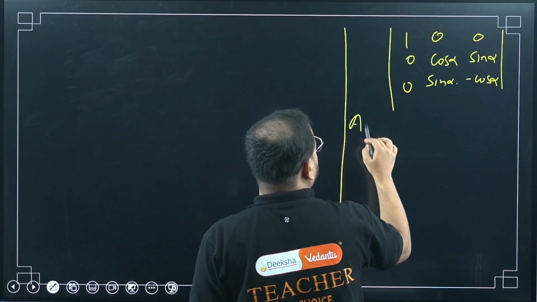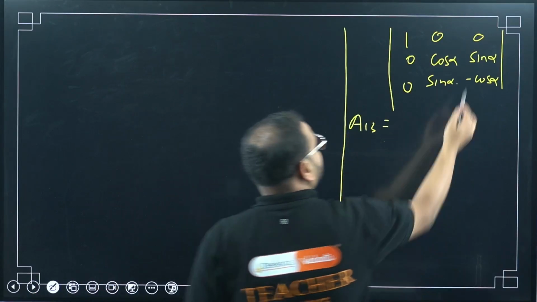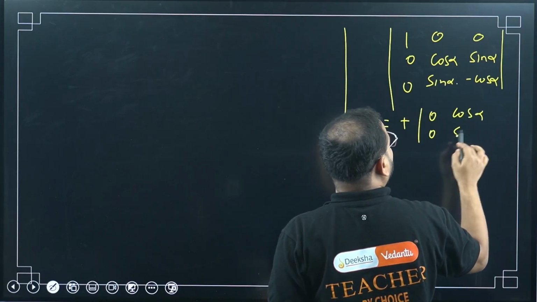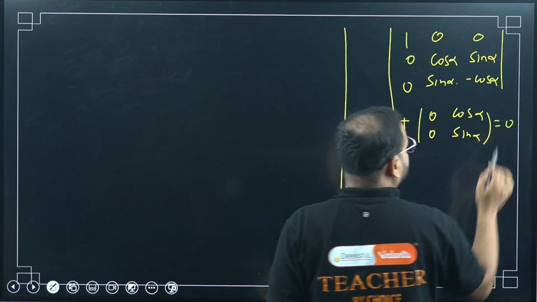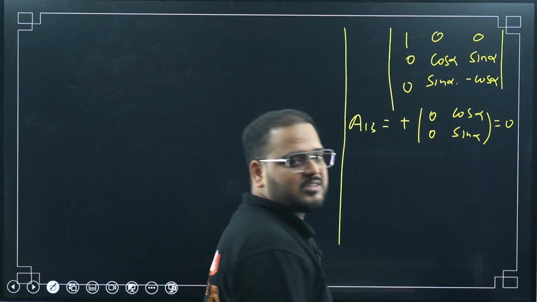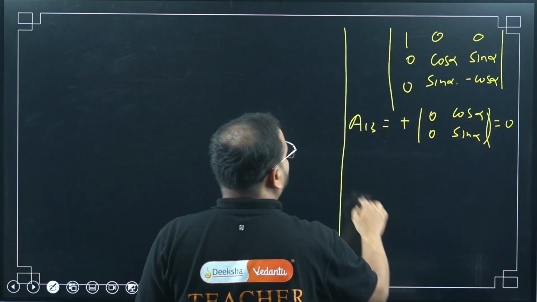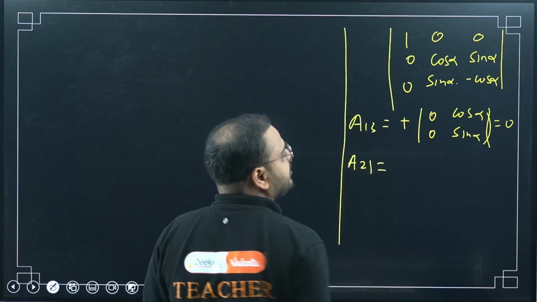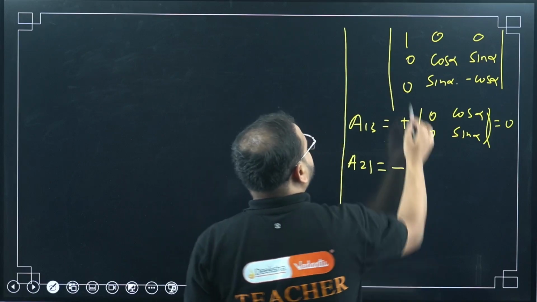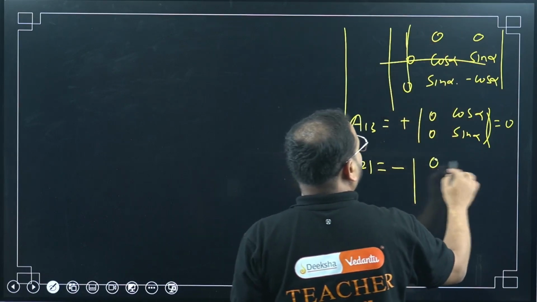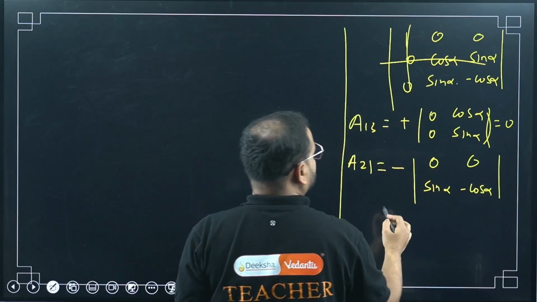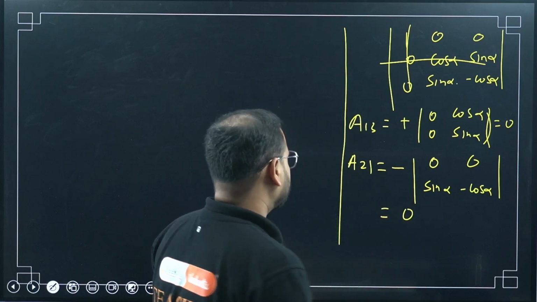So A13 also. For A13, what am I going to do? For this one, positive, what is the matrix? 0 cos alpha, 0 sin alpha. How much is this? Simply 0. Please check. I'm finding for this element, right? So this and this will cancel. So 0 cos alpha, 0 sin alpha. I hope you can see this. This is the determinant. So 0. Next I go to A21. A21 will be negative because 2 plus 1 is odd. Check the matrix. Cancel this and this. I get what? 0 0 sin alpha minus cos alpha. Again this is 0. This is also 0. So simply 0, sir.